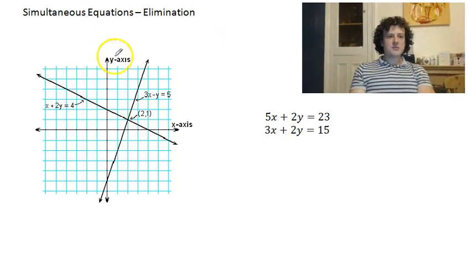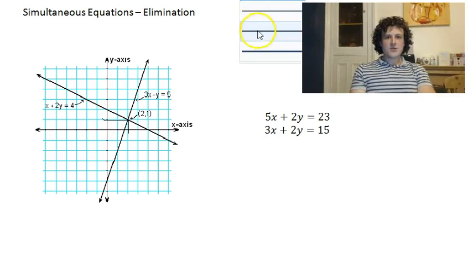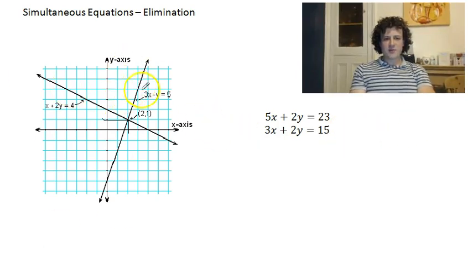So if you're doing simultaneous equations on a graph, then you can just draw them, or maybe they'll be drawn for you in the exam, and you just get that point and take it down to the x-axis, and in this case it's 2, and the y-axis, and in this case it's 1. Now that's all very well and good, but what about when we haven't got a diagram? We've got to do it algebraically.